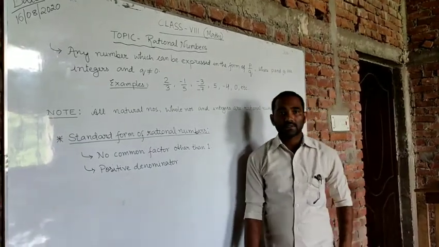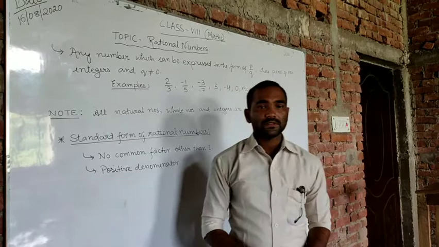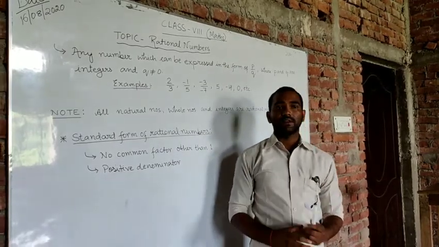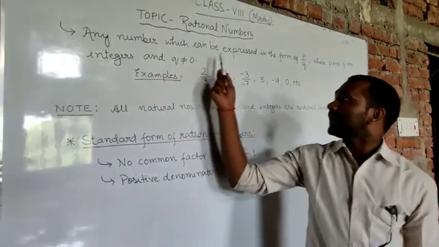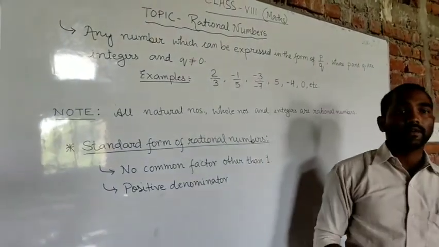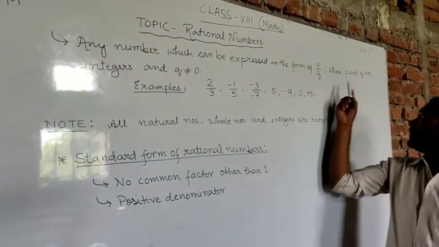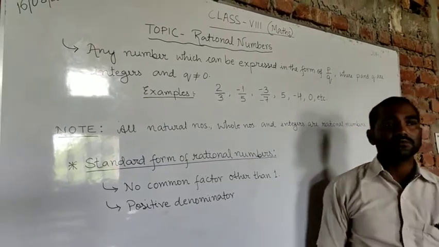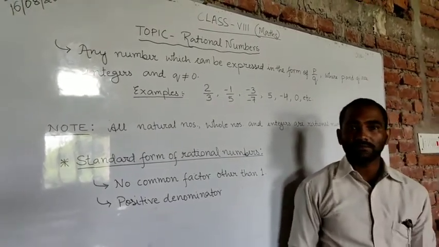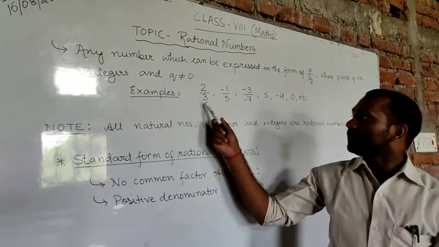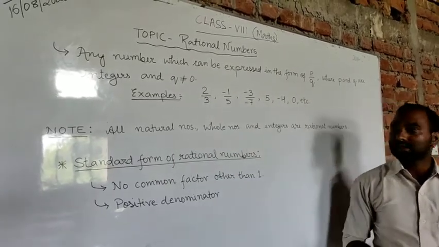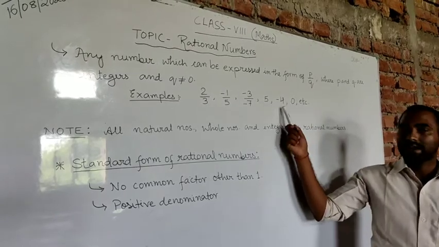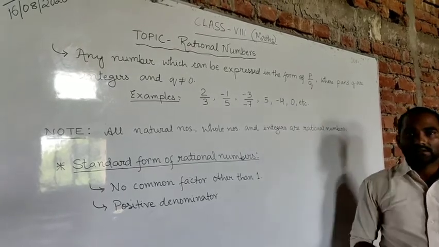Class 8, first chapter. First of all, we shall try to understand what a rational number is. Any number which can be expressed in the form of p by q, where p and q are integers and q is not equal to 0. For example, 2 upon 3, minus 1 upon 5, minus 3 upon minus 7, 5, minus 4, 0, etc.